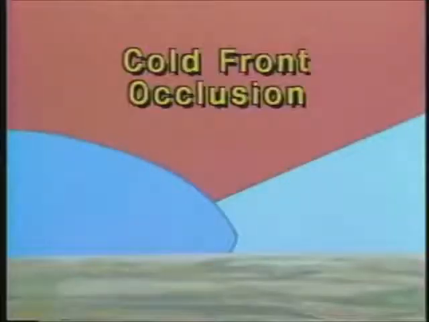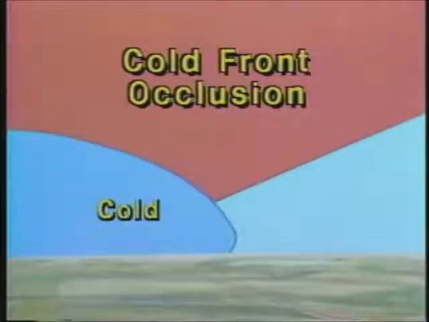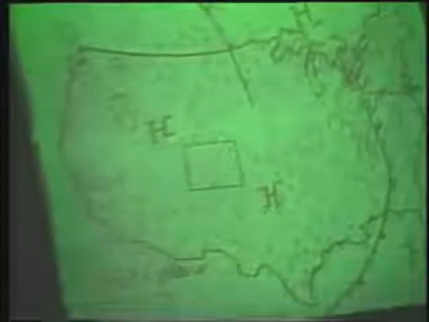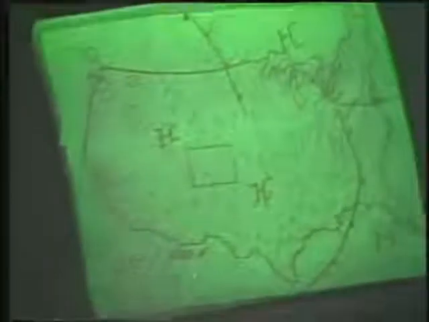The other type is a cold front occlusion. Here, the cold air is replacing cool air at the surface. This type of occlusion generally doesn't produce weather as poor as a warm front occlusion. However, like the warm front occlusion, the weather associated with it is hard to predict and can produce a wide variety of weather considered dangerous to most general aviation aircraft.